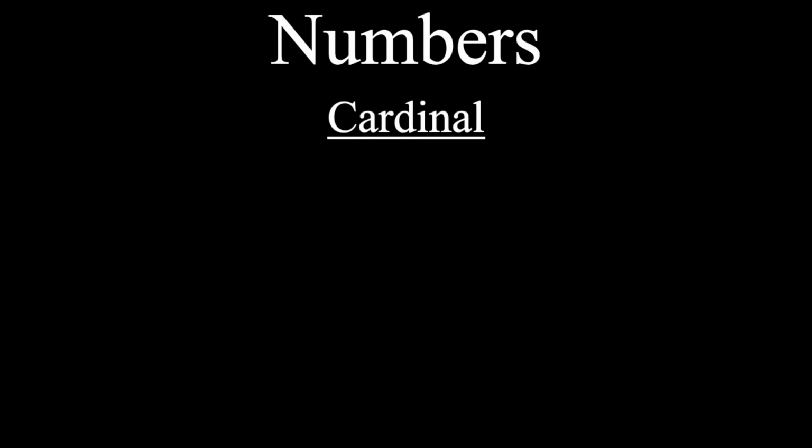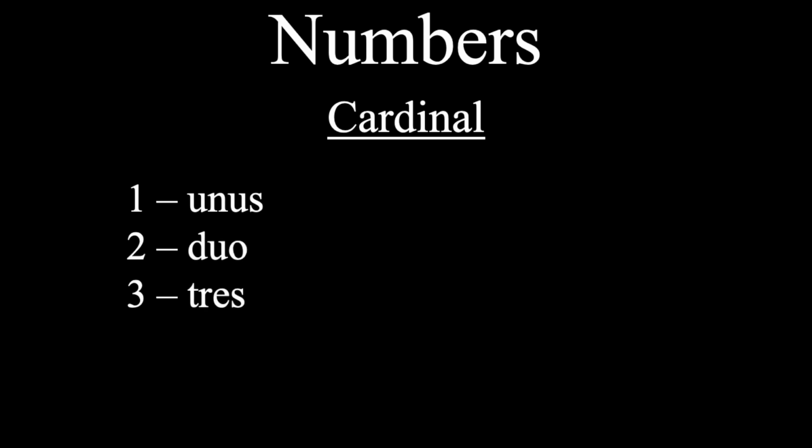Okay, let's start with cardinal numbers and just look at the first three. So we have, in Latin, unus, duo, and tres. Now these numbers function as adjectives because they describe nouns and tell us how many of that noun we have. These three function like normal adjectives in that they agree with the noun in case, number, and gender.